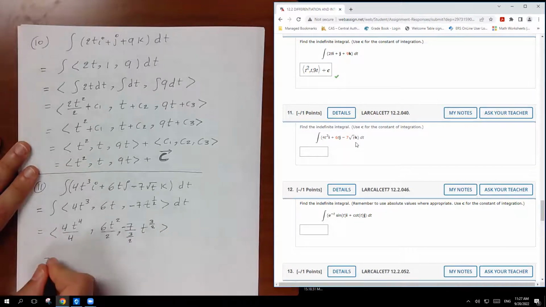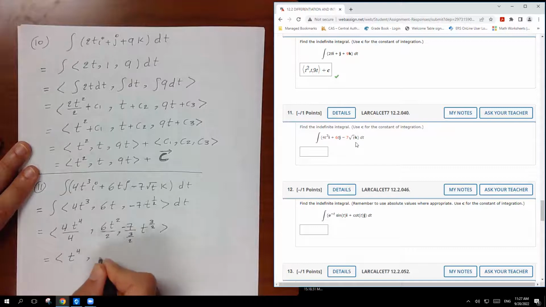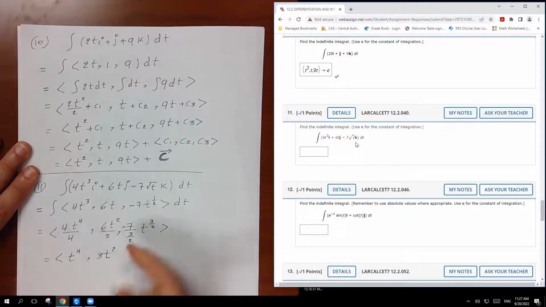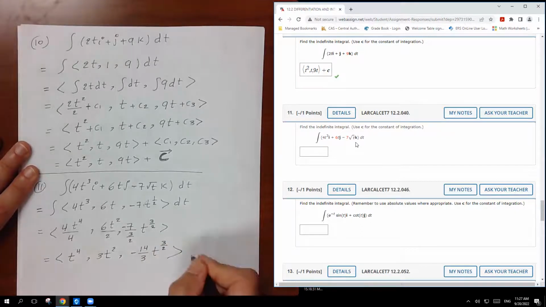That means this one is going to be t to the power 4, and it's going to be 3t squared, and this one is going to be negative 14 over 3 t to the power 3 over 2, and plus the vector c.